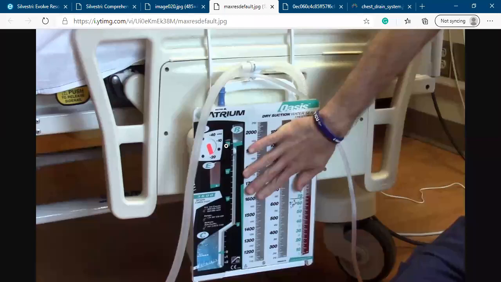So in case of pneumothorax, pneumothorax means air in the pleural space. In case of hemothorax, hemothorax means blood in the pleural space. So if a patient has a hemothorax or pneumothorax, we use this chest tube to remove the air or fluid or blood.